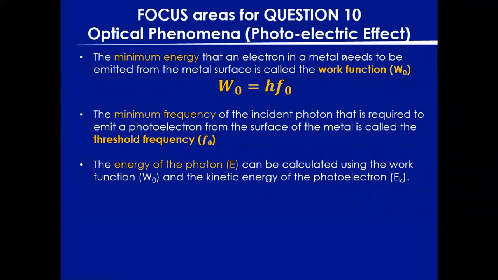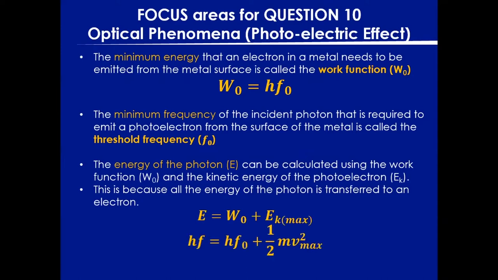Now, the energy of the photon can be calculated using the work function and the kinetic energy of the electron. Usually, what makes sense to us is the Ek max, or maximum kinetic energy of the electrons emitted. So this is what we call the photoelectric equation: E is equal to W naught plus Ek max. We are interested in the maximum kinetic energy of the electrons that are emitted. And remember what we said: E is equal to hf, the energy of the photon.